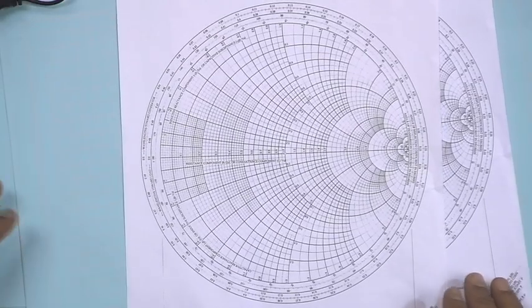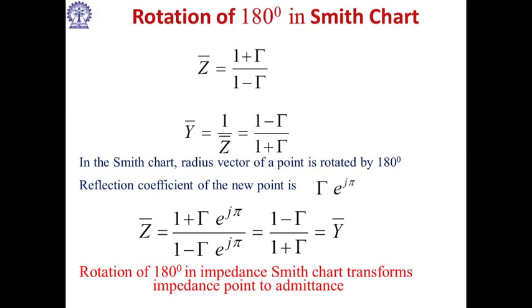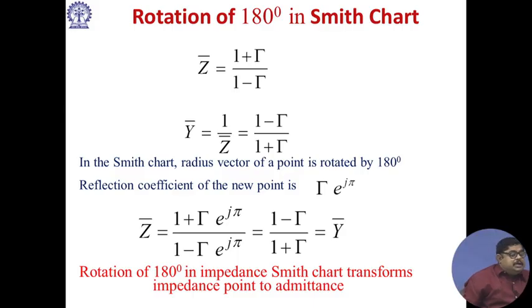Now, what happens if I rotate the Smith chart by 180 degrees? This is my basic equation, the first one, z bar is equal to the first equation. Now, what is the admittance for that? Simply the reciprocal of that. Now, in the Smith chart, the radius vector of a point is rotated by 180 degrees. So, the reflection coefficient of the new point will become, instead of gamma, gamma times e to the power j pi. You put it into that first equation, you see z bar becomes y.